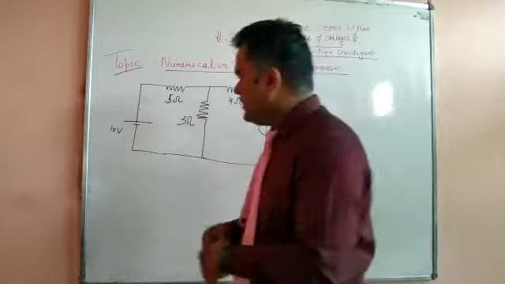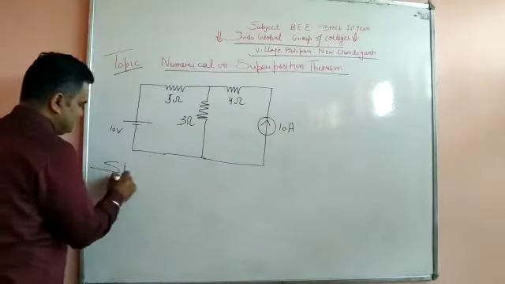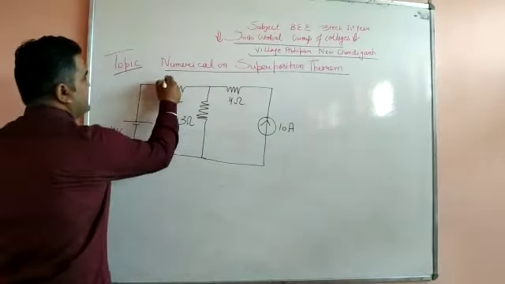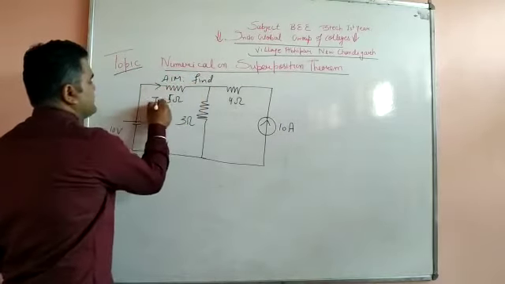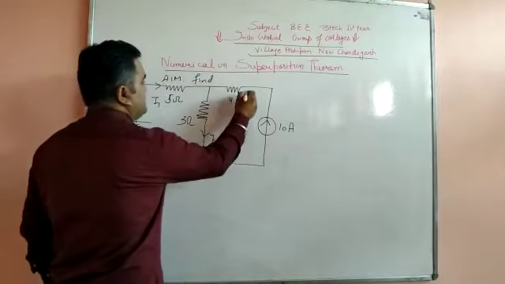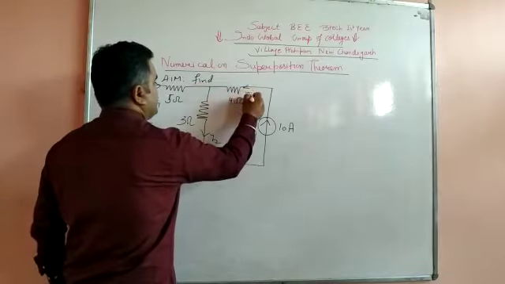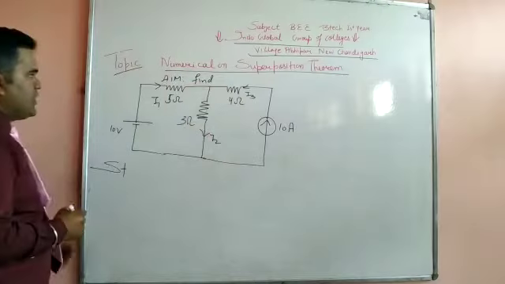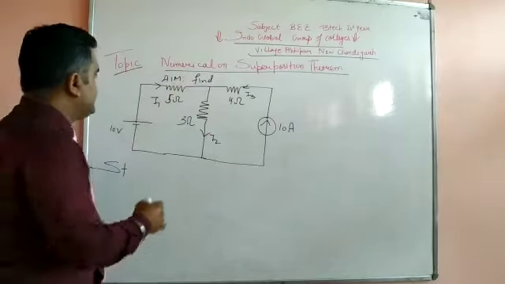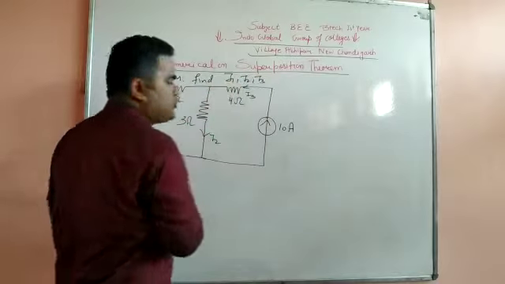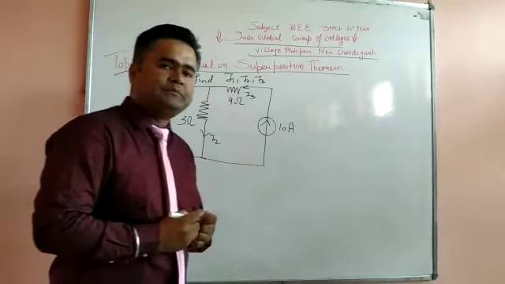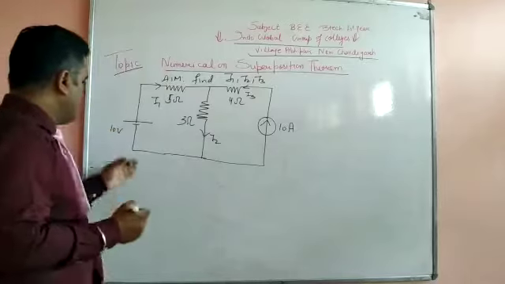Okay, now step 1. The aim of the circuit is very clear. Find, let us suppose it is I1, I2, and this I3. You have to find I1, I2, and I3 using superposition theorem.